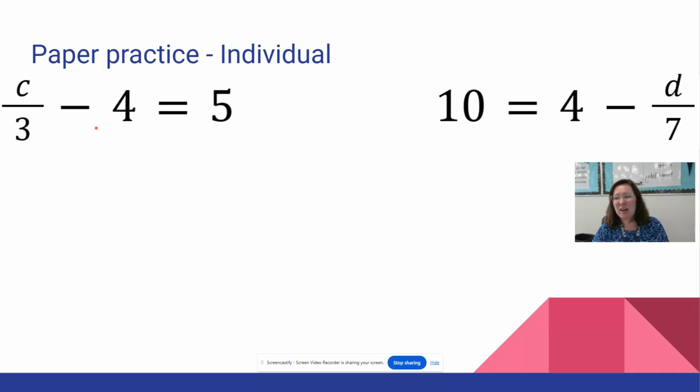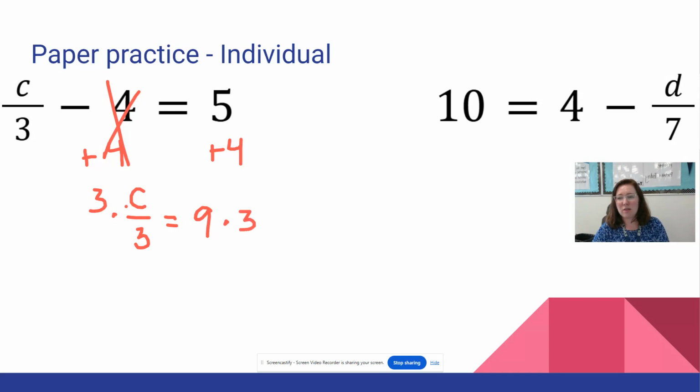And now we look at how to get rid of this minus 4. The opposite of a minus 4 is a plus 4 on both sides of the equal sign. So now we just have c over 3 equals 5 plus 4 is 9. Now it's time to get rid of the best friend. We have divided by 3. The opposite of dividing by 3 is multiplying by 3 on both sides of the equal sign.